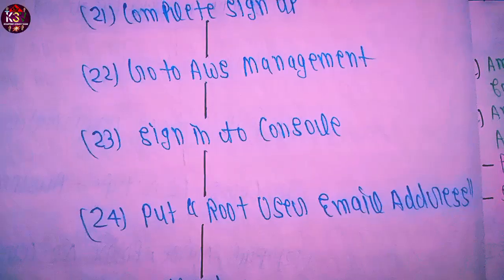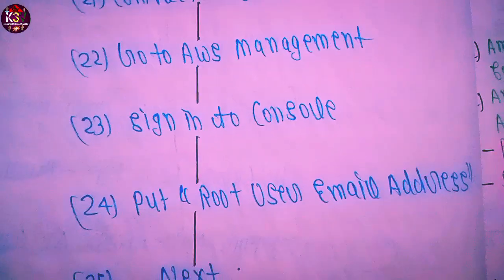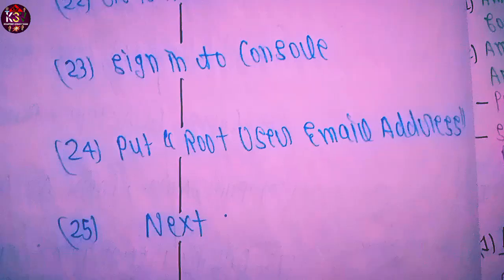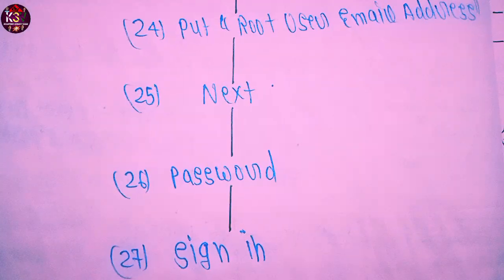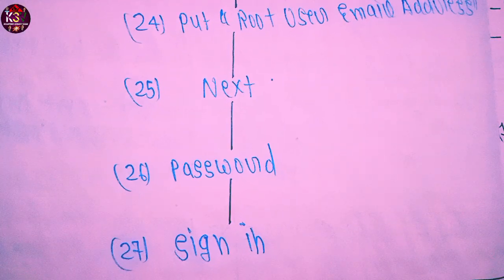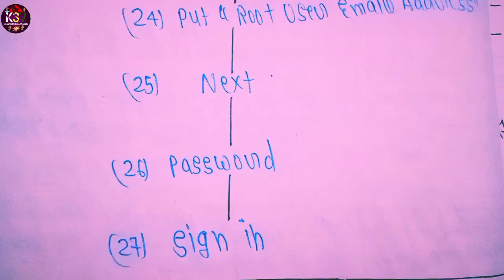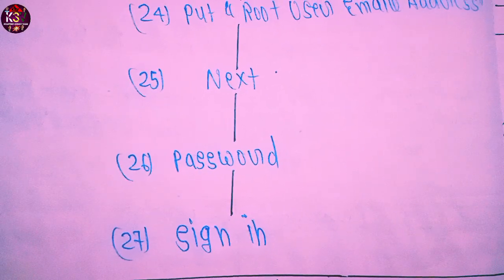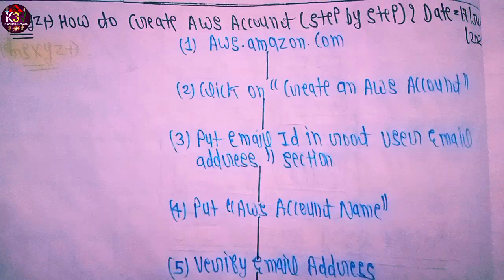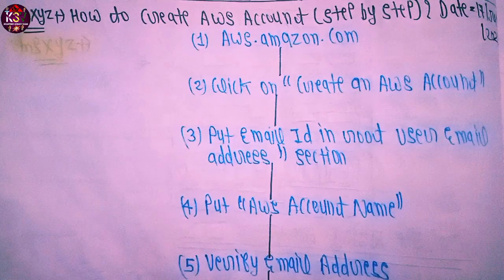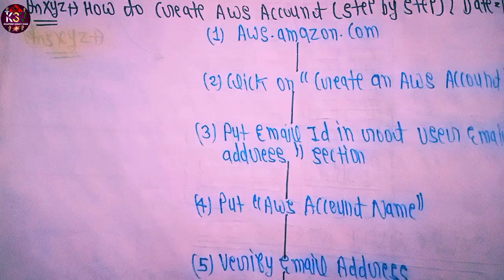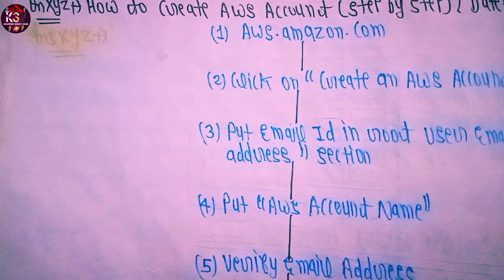Go to the AWS Management Console, sign in to the console, and put the root user email address. Twenty-five point is next, and then give the password, and finally sign in. So your AWS account will be ready.